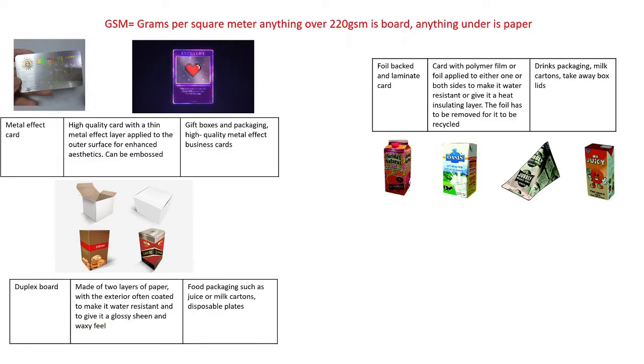So we've then got metal effect card. This is a really high quality, thin piece of card that has a metal surface over the top of it. It normally has a very high end sort of look to it. You can emboss on it. Embossing is when you have the lettering sticking up. Debossing is when you have the lettering sticking down, pressed into it. Typically it's used for things like gift boxes or really high end packaging. Also, it's used for quite fancy business cards and those types of things as well.